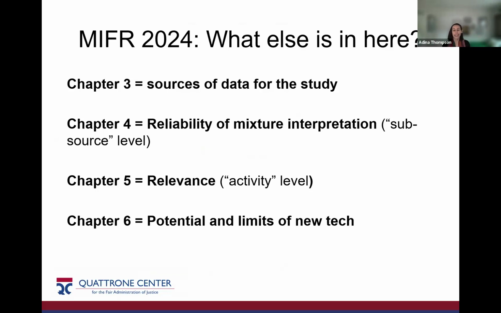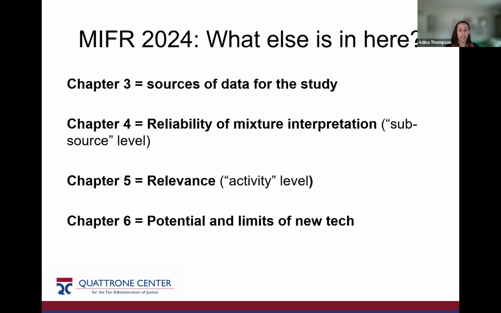Chapter 5, they're looking at activity level propositions. And again, think of this as relevance of the mixture interpretation. What does it mean if the mixture was interpreted a certain way? What does it mean relative to how it got there or when? All of those questions. And it's looking at whether there are appropriate studies that can inform how those conclusions might be reached.